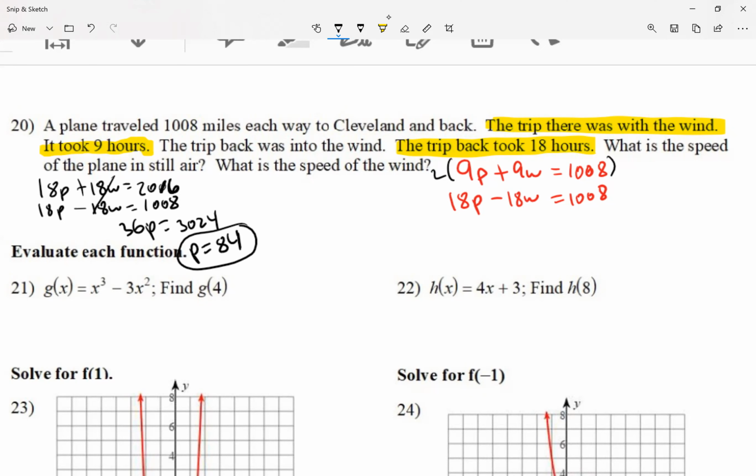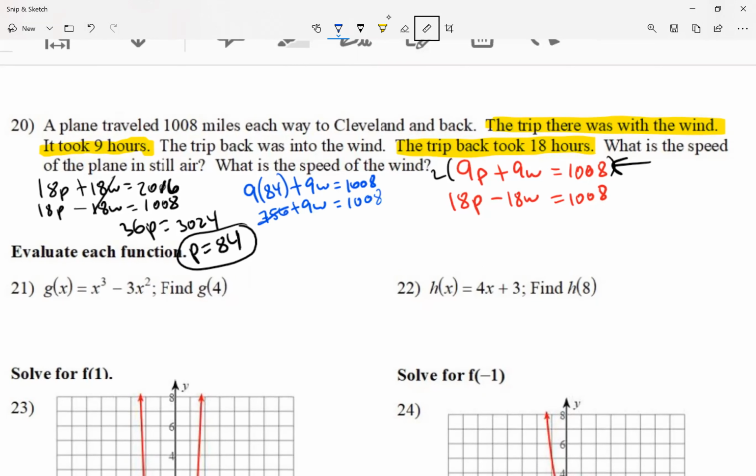I'm going to use the first equation before I multiply it. So I have, let me use blue so we don't get confused. So I'm going to use 9P plus 9W equals 1008. But I know the value of P. So 9 times 84, because that's 9P, plus 9W equals 1008. I know 9 times 84 is 756. So I have 756 plus 9W equals 1008.